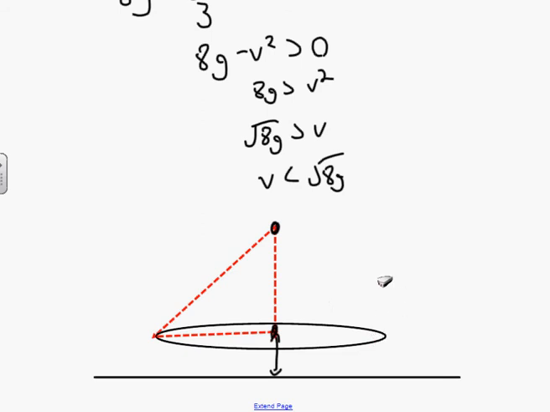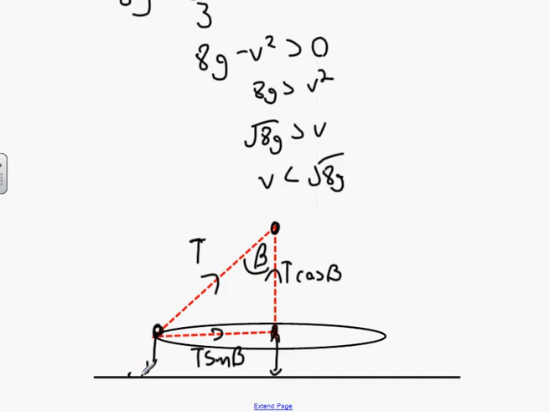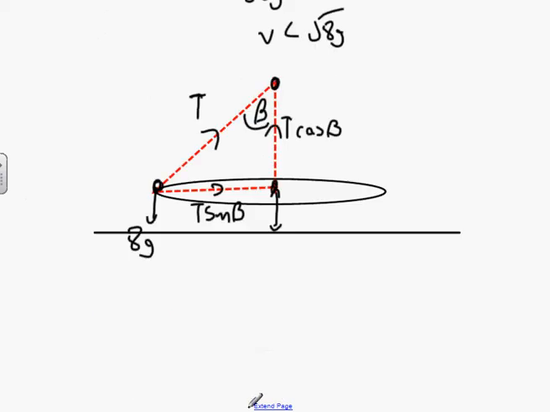So what we're going to do is, that's going to be T. Call this angle b. Call that T cos b on the way up, T sine b going into the left. And is it 10g or 8g, or what is it? 8g going down. Same system.